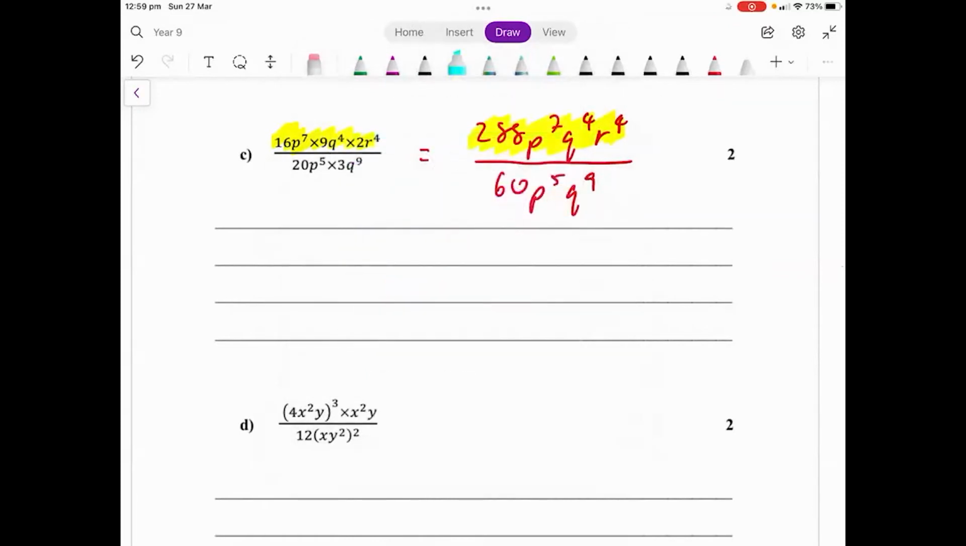Next, I look at the p's. P to the power of 7 over p to the power of 5. That's a subtraction because the fraction sign is division.